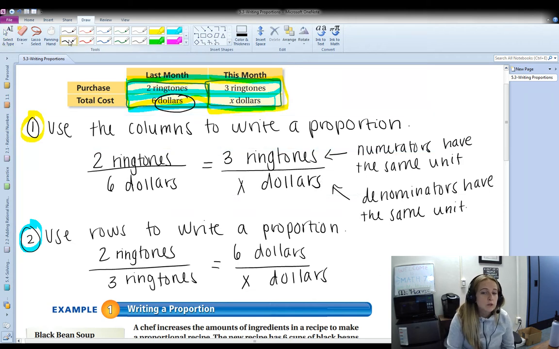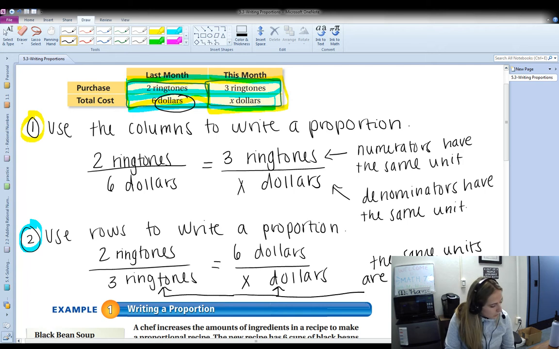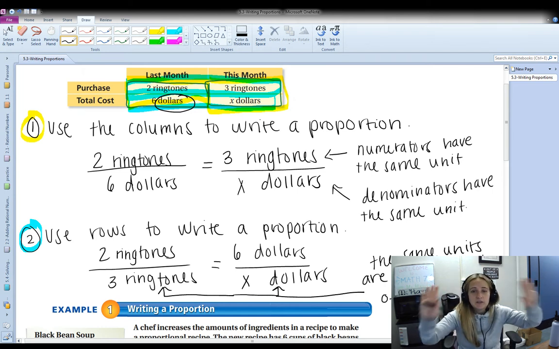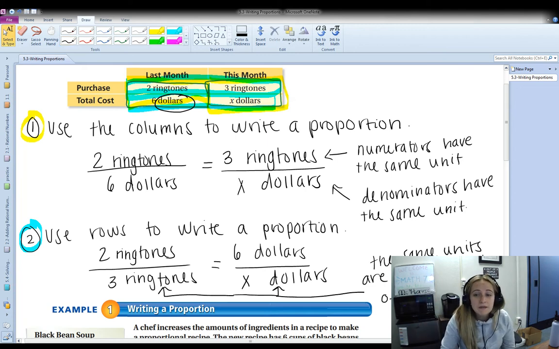Okay, so when you're using rows to write a proportion, notice that in each fraction, the same units are on each side of the proportion. Okay, so make sure you have that down. So those are the 2 ways using a table. You either need to make sure the same units are both in the numerators and the denominators, or you need to make sure that the same units are on each side. Okay, let's take a peek at an example of this.